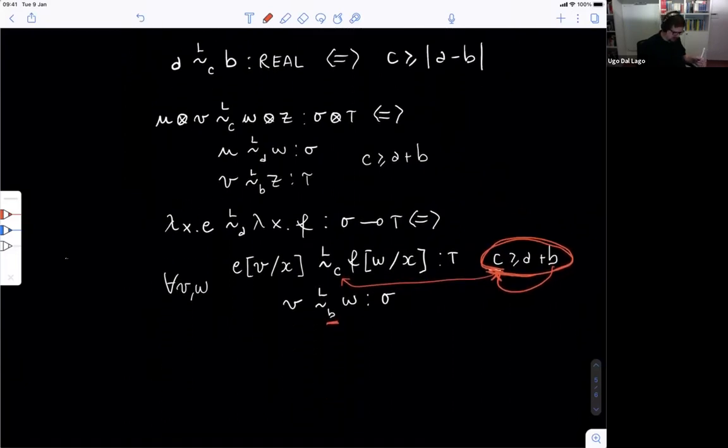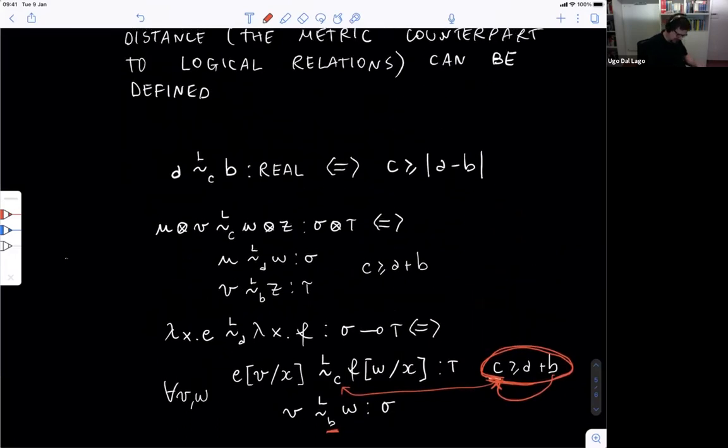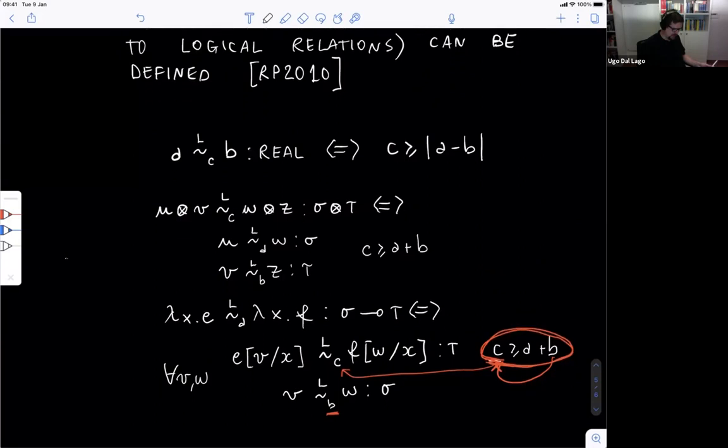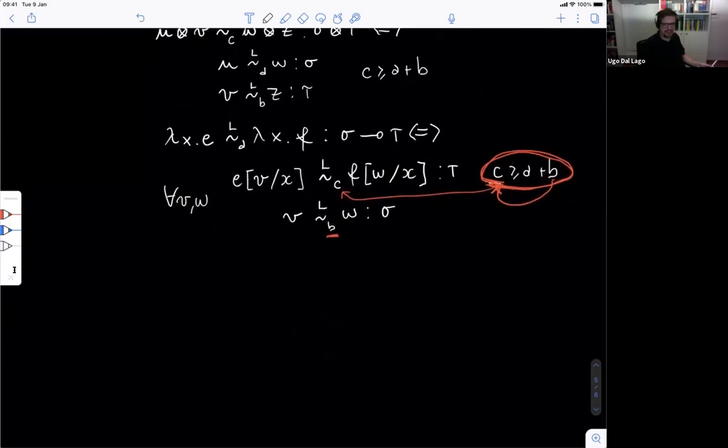By the way, this is not due to us at all. This was already in the Reed and Pierce paper. It was one of the main theoretical tools that Reed and Pierce used in their original paper to prove their analysis of the sensitivity of algorithms correct. And it was to realize that it is nothing more than a quantitative counterpart of ordinary logical relations.